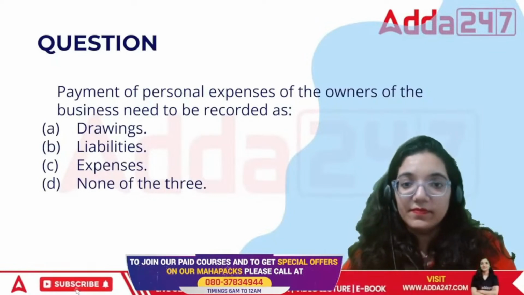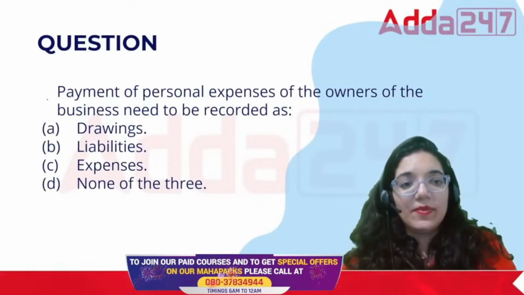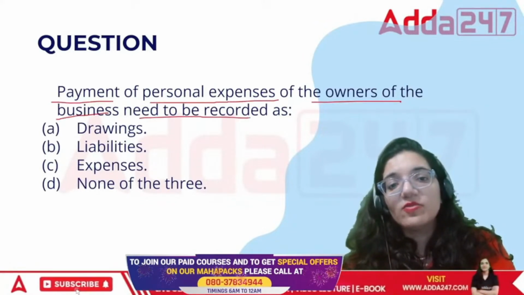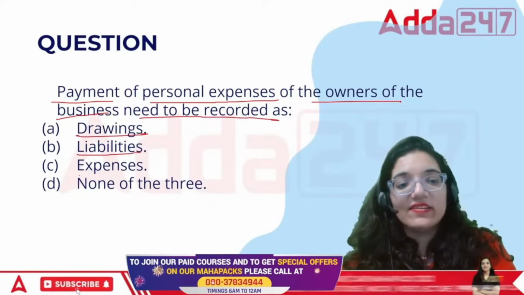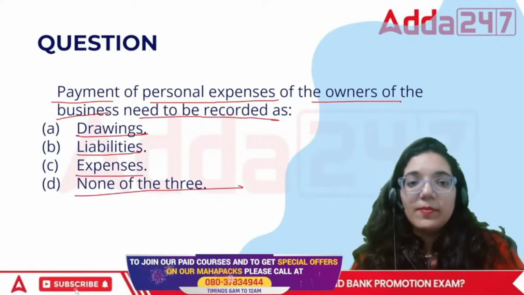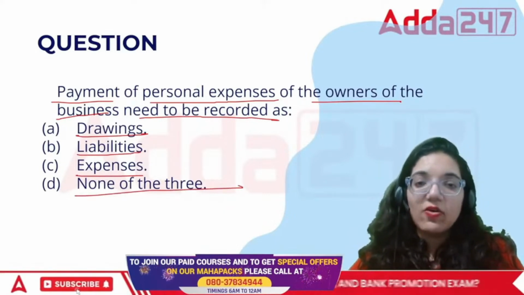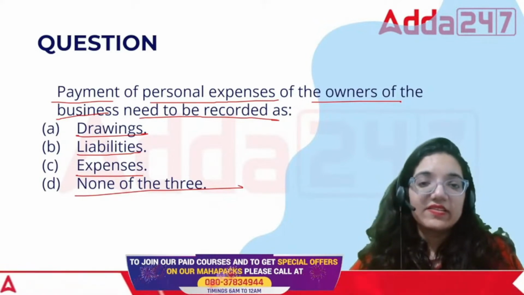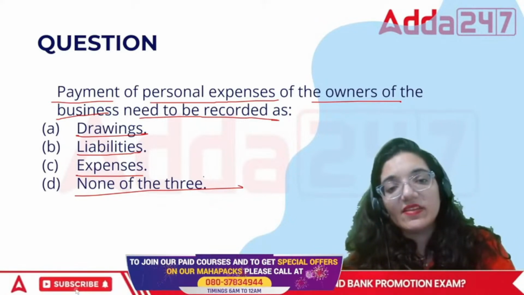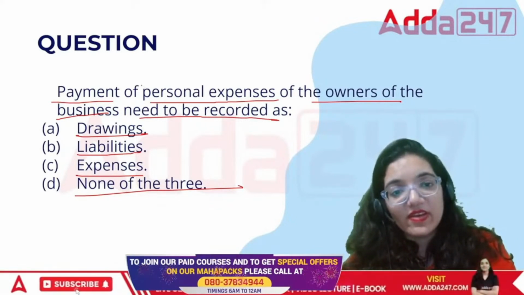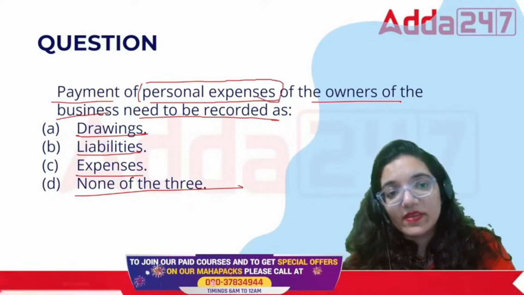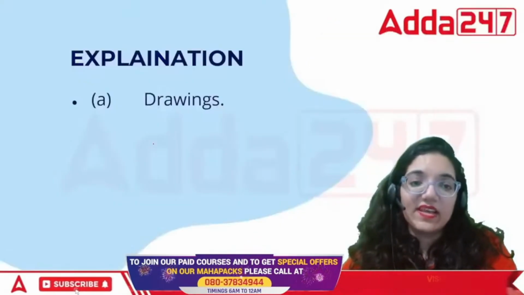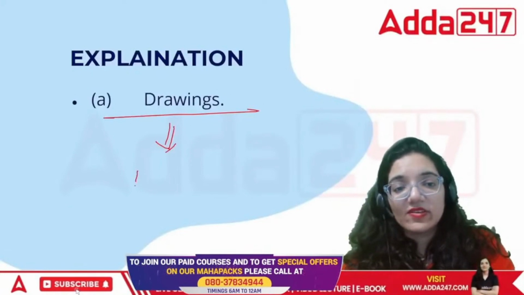Done? Next question. Payment of personal expenses of the owner of the business needs to be recorded as drawings, liabilities, expenses, or none of the three. Payment of the personal expenses of the owner. If we talk about the personal expenses of the owner, personal means something that relates to that particular person himself. It is not relating to the business. So in this case, what is it going to be? It is going to be drawings. Okay? Drawings is stated as something which is personal.